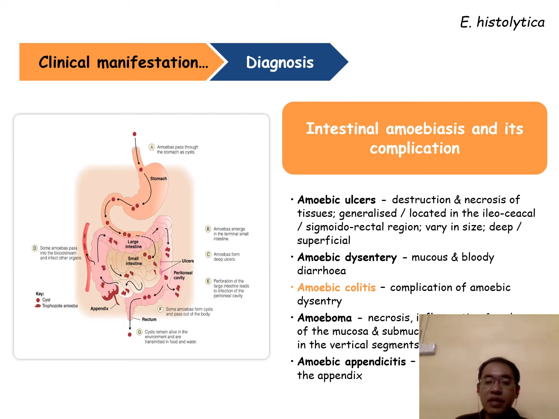So for amoebic colitis, it is the complication of amoebic dysentery. Amoeboma is a rare clinical manifestation, characterized by necrosis, inflammation, and edema of the mucosa and submucosa of the colon, and it is usually found in the vertical segment of the colon. If amoebic appendicitis happens, it is the rapid inflammation of the appendix.